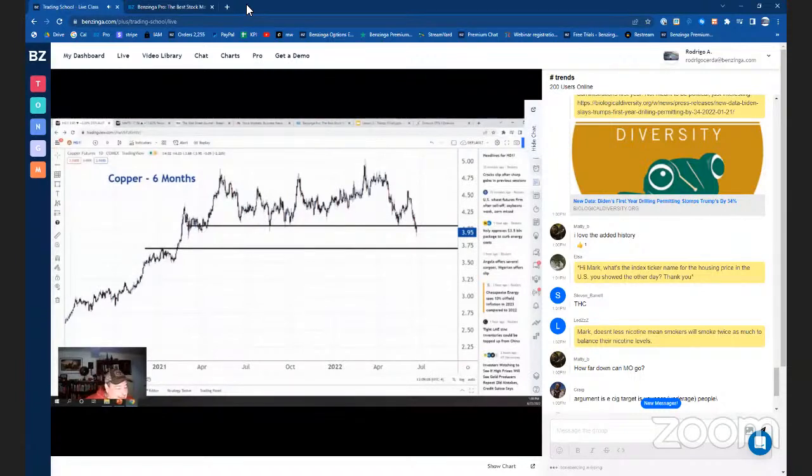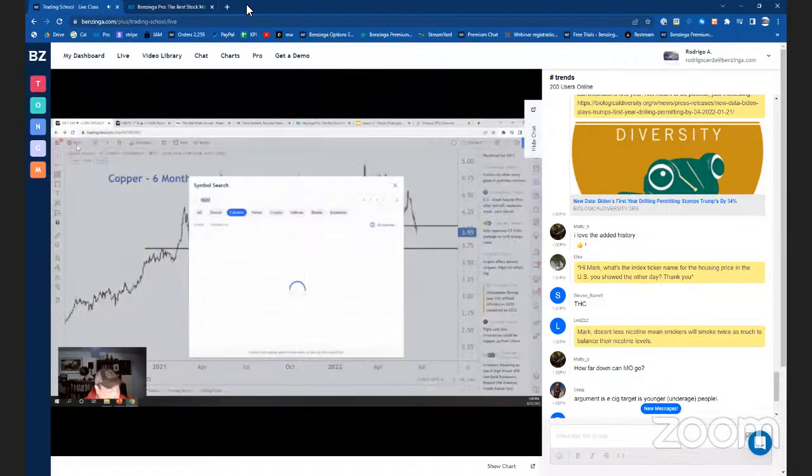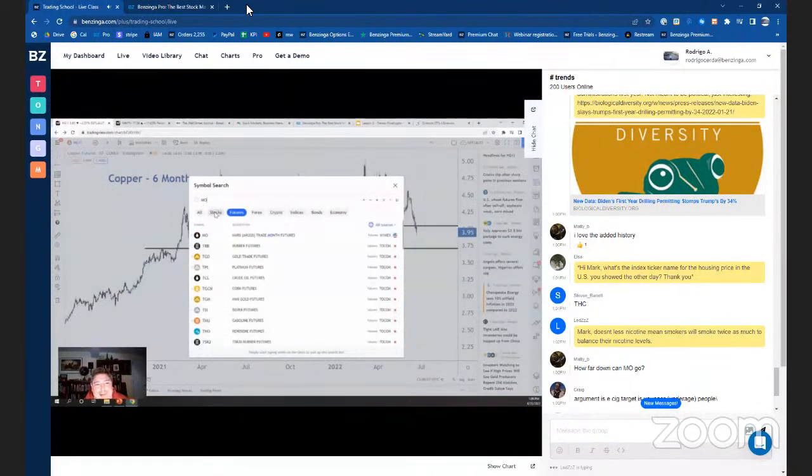Let's see, says, doesn't less nicotine mean smokers will smoke twice as much? Yeah, time to buy, man. That's a good point. I didn't even think about that.